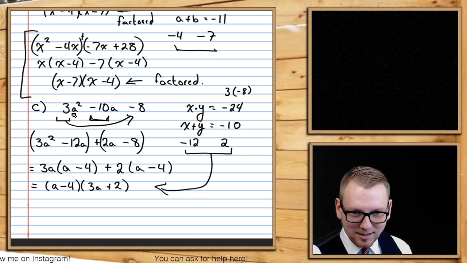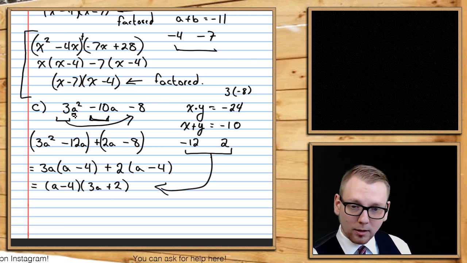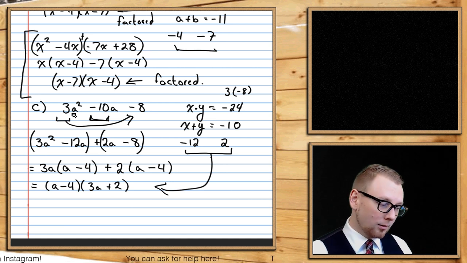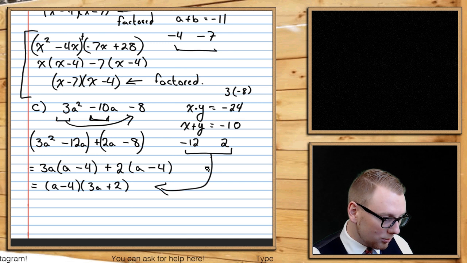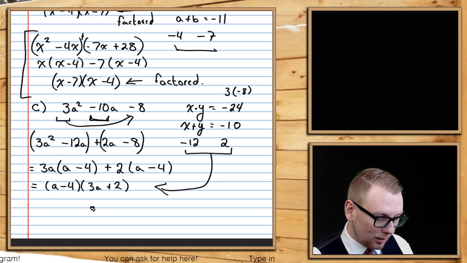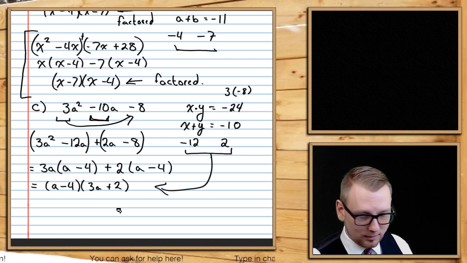So that's the problem, right? It's not self-explanatory to get the minus 12 and the 2. We got it originally, which was great, but going from minus 12 and 2 to just straight up knowing that it's going to be a minus 4 and 3a plus 2, that's not very self-explanatory, is it?